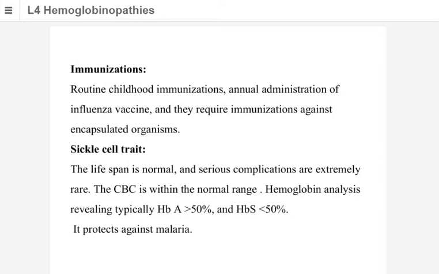Sickle cell trait means only a carrier of the genetic trait. Sickle cell trait is also called minor or carrier. The lifespan is normal here, and serious complications are extremely rare. The complete blood picture is within the normal range. Hemoglobin analysis typically reveals hemoglobin A more than 50% and hemoglobin S less than 50%. It protects against malaria.